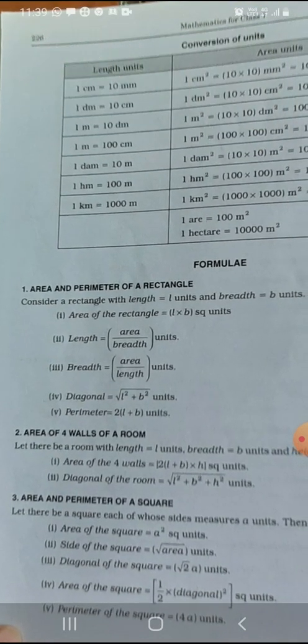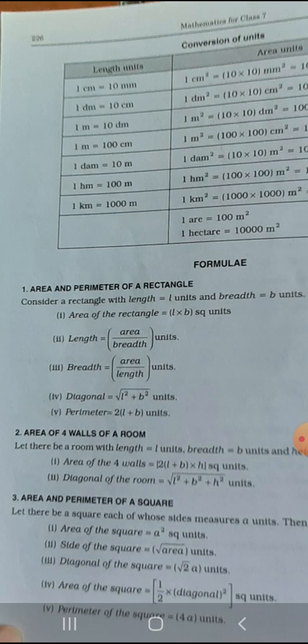Now, some units, area and formulas are given. This has been taught to you in class 6th also. Area of rectangle is length into breadth, square unit. When you have to find out length, then area by breadth. When you have to find out breadth, area by length. Diagonal is equal to under root of l square plus b square.